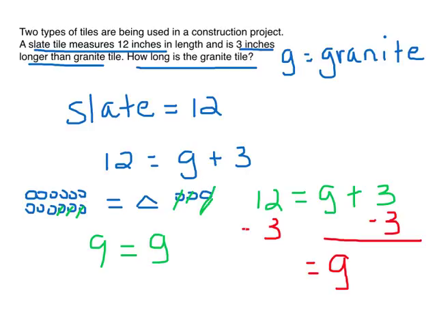And 12 take away 3 equals 9. So in our equation, to solve the equation, G equals 9. And I can see that that is represented in both numbers as well as in symbols.